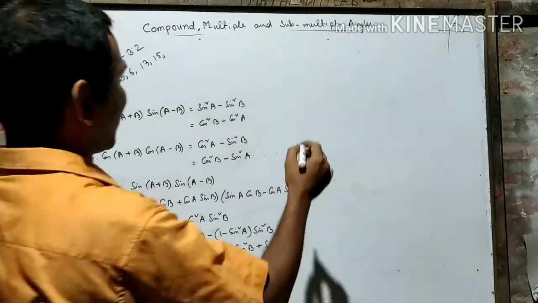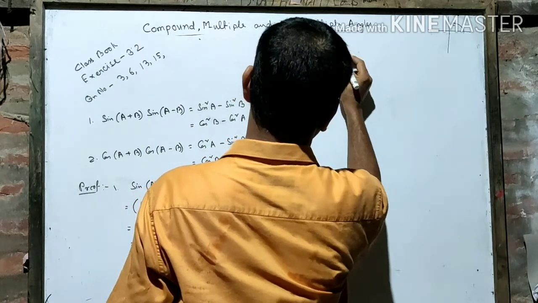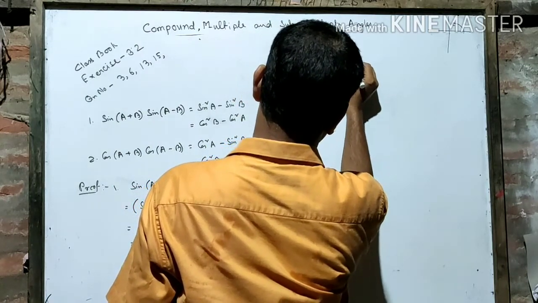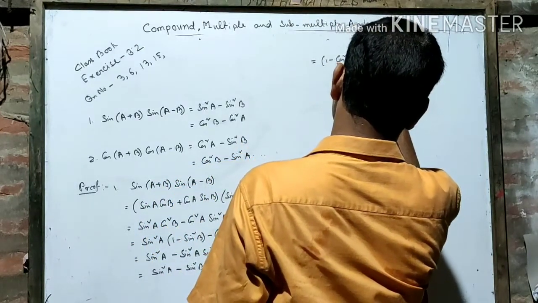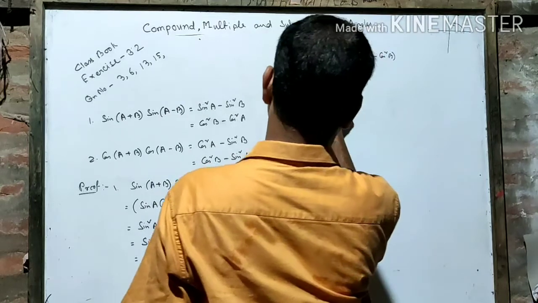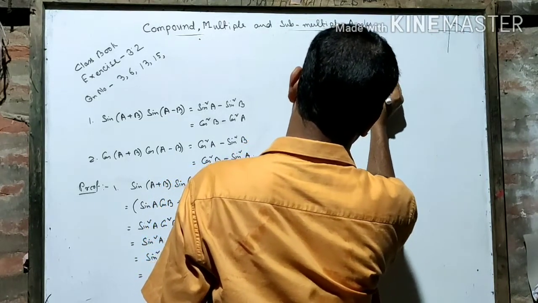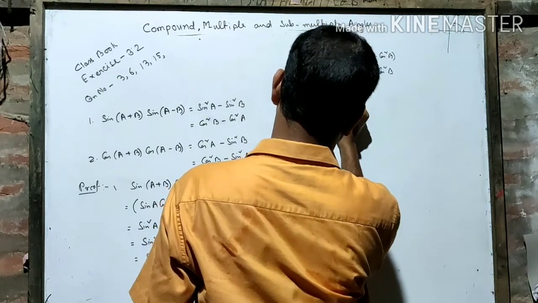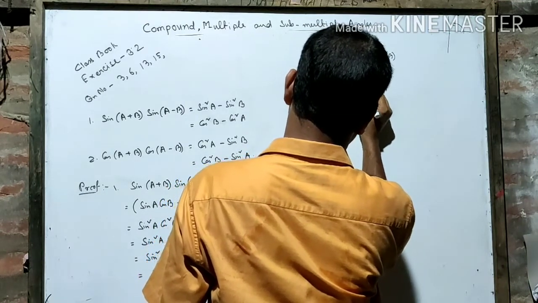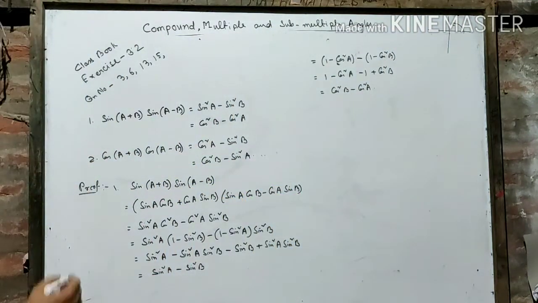Okay. Now to get the second result, that is in terms of cos, you may write sin square a as 1 minus cos square a, minus 1 minus cos square b. This is equal to 1 minus cos square a minus 1 plus cos square b. This is equal to cos square b minus cos square a. Alright, you try to prove the second one.